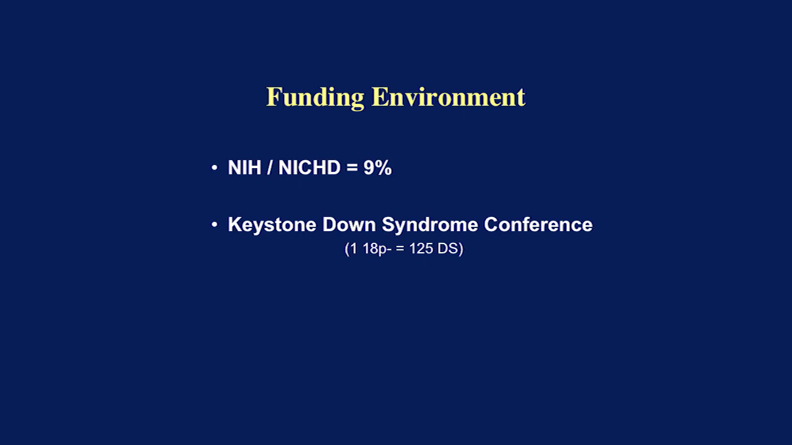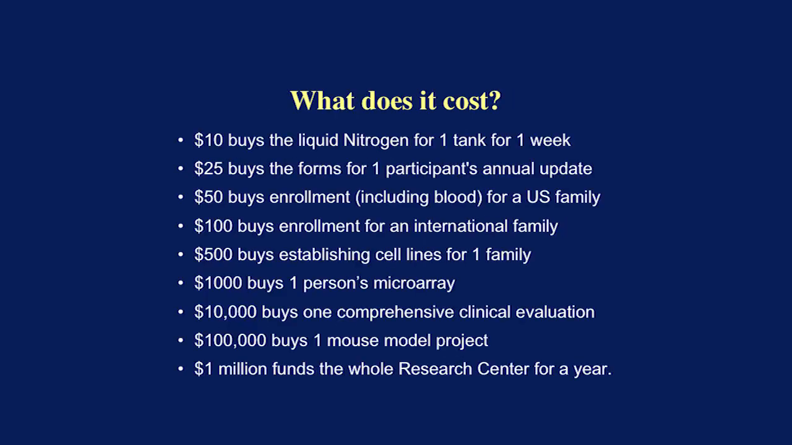And when you consider that for every person with 18p-, there are 125 with Down syndrome, we have to realize that it's up to us. The only way any of this will happen is if we fund it ourselves. Just as a group of examples, here are the costs of some of the things that we do or purchase for the research projects described here. Doing it right costs a lot of money.